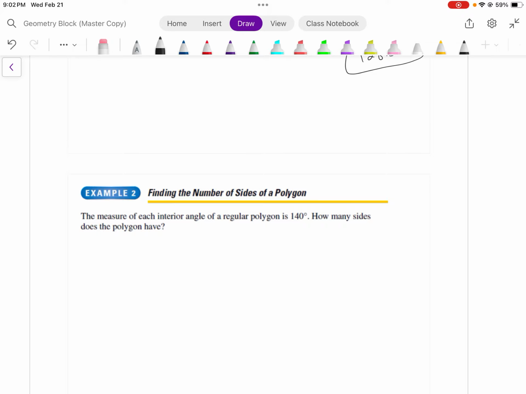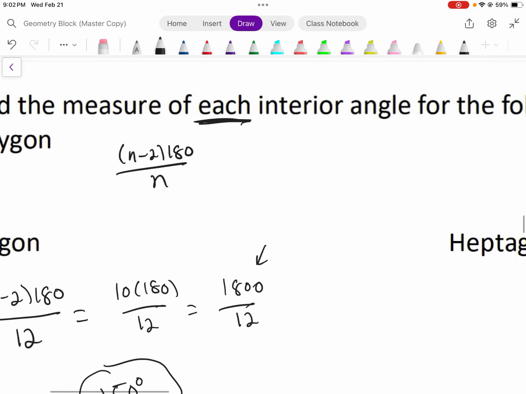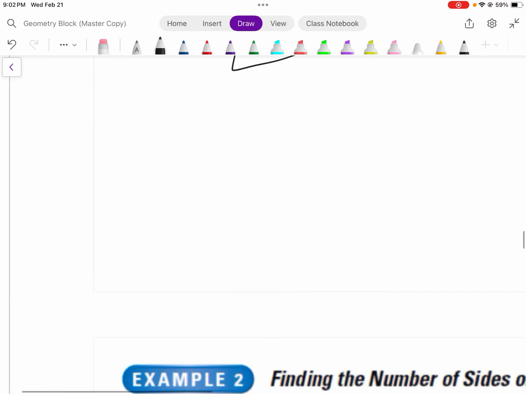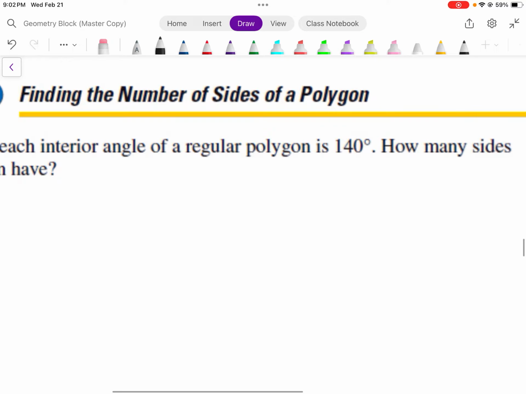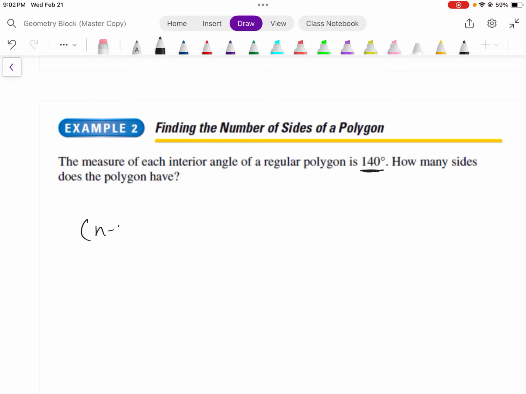Now, the measure of each interior angle of a regular polygon is 140. How many sides does the polygon have? So this is kind of switching it up a little bit. Here it gave us the number of sides, but now this one is giving us the angle. So I'm still using n minus 2 times 180 over n. Again, that was the formula to find the measure of each angle in a regular polygon.